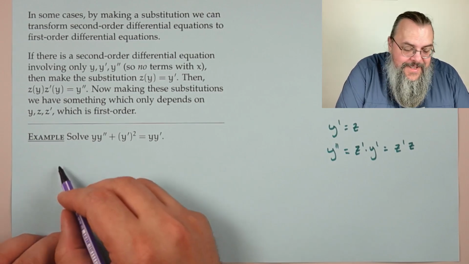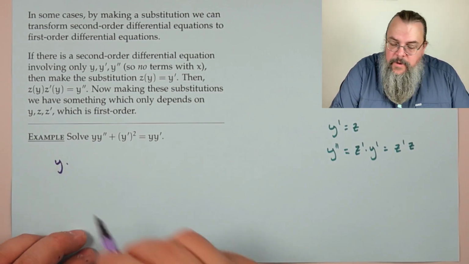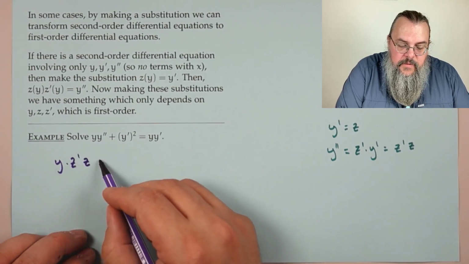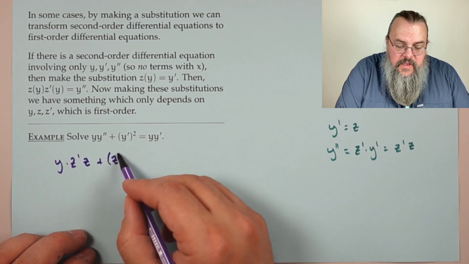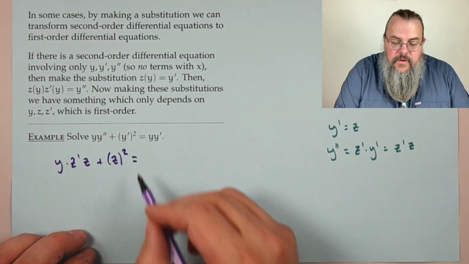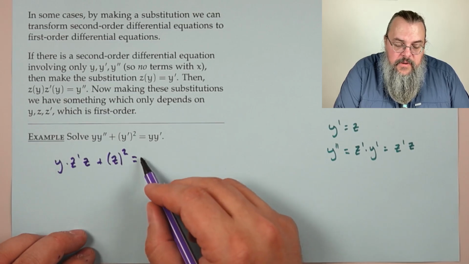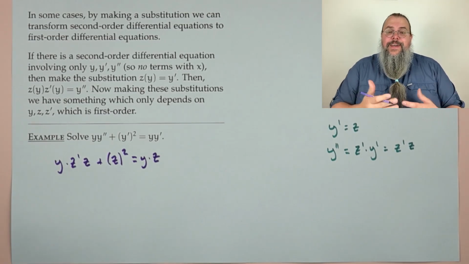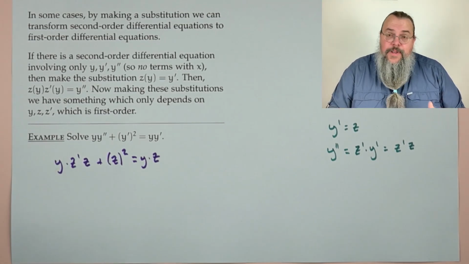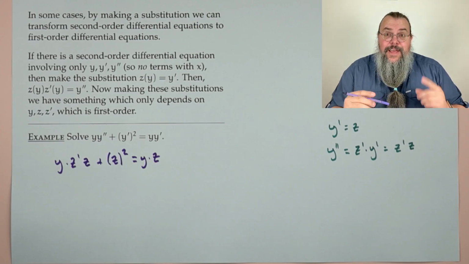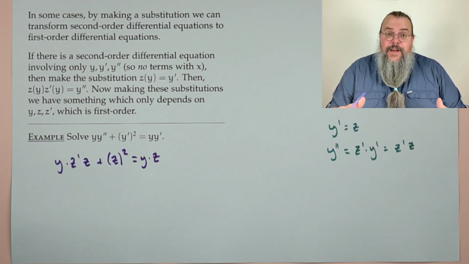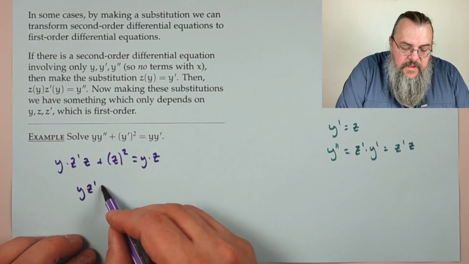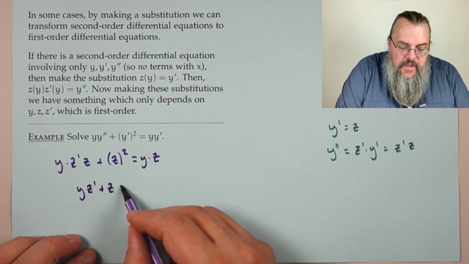They stay y. So we have y times z prime times z, plus y prime squared, z squared, is equal to y times y prime. So that's going to be y times z. All right, let's clean this up. What can we do? Everything has a z, so we can divide out. So we now have y times z prime plus z is equal to y.